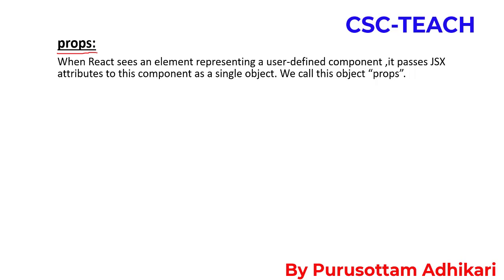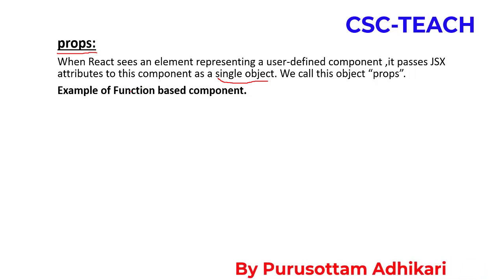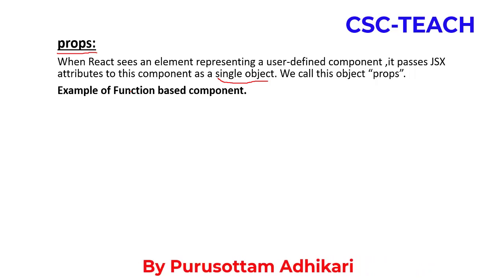React sees an element representing a user defined component. It passes JSX attributes to the component as a single object. Then let's see, props can be used in two ways. We use props in a functional based component and a class based component. First, see the example of a functional based component.